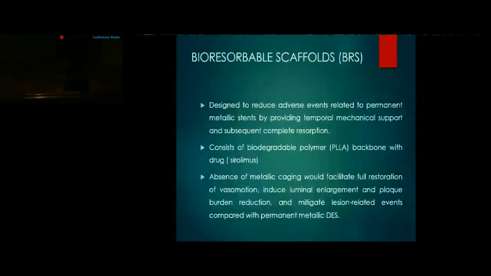These bioresorbable scaffolds are designed to reduce adverse effects related to permanent metallic stents by providing temporary mechanical support and subsequent complete resorption. They consist of a biodegradable polymer PLLA backbone with a drug, for example sirolimus. There is an absence of metallic caging that facilitates full restoration of the vasomotion of the arteries, induces luminal enlargement and plaque burden reduction, and mitigates lesion-related events compared with permanent metallic drug-eluting stents.